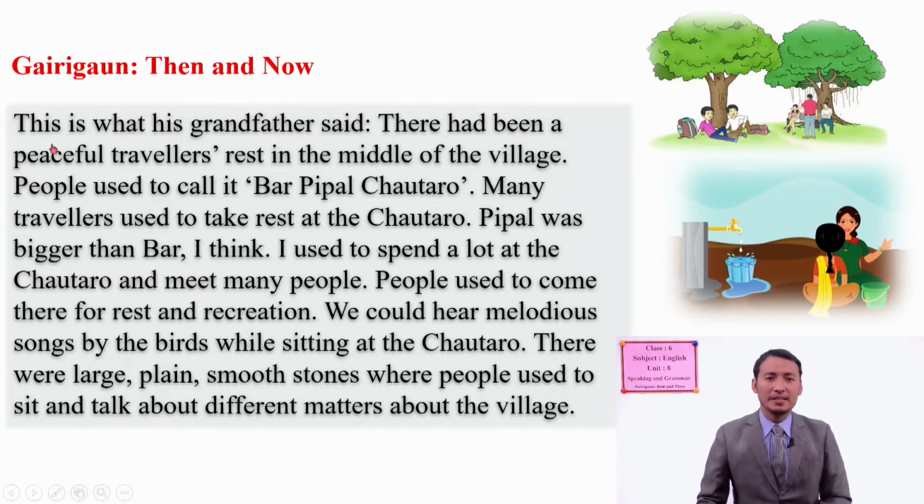Let's see here. This is what his grandfather said. There had been a peaceful traveler's rest in the middle of the village. Do we find here used to? Not yet. Let's see. People used to call it Bar People Chautaro. Yes, we have one here, used to call it. So you can underline the whole sentence or just used to here to understand it.